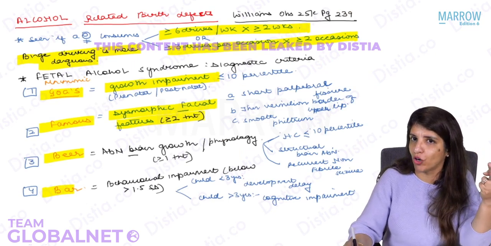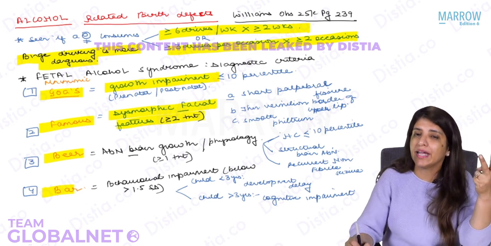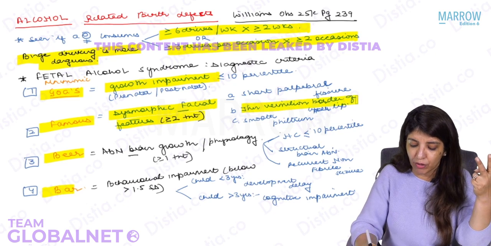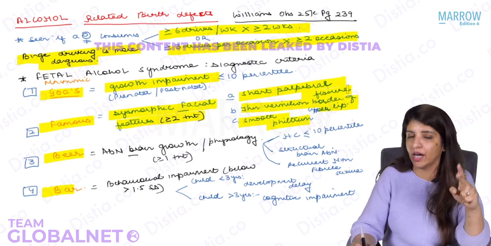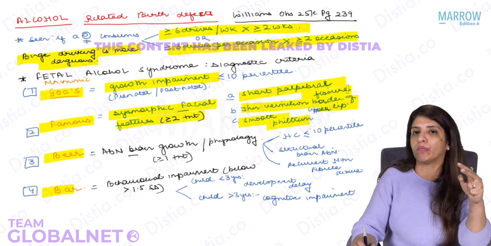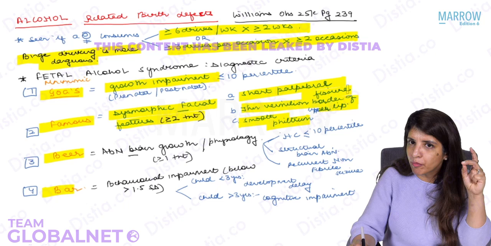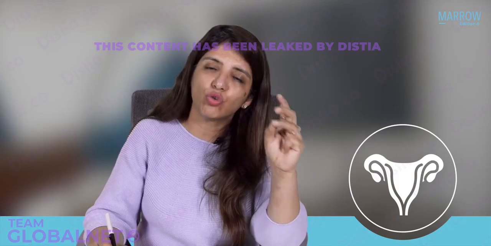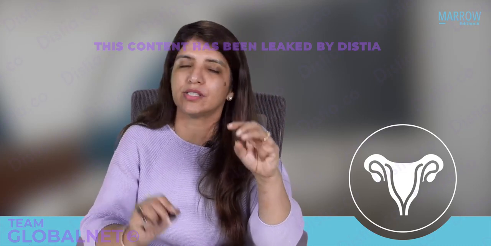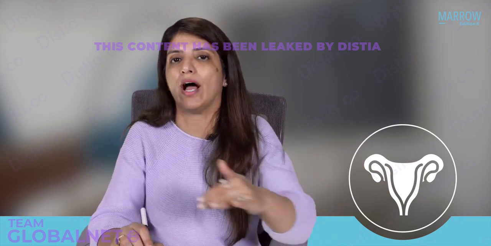There are facial dysmorphological features like a smooth or indistinct philtrum, a thin vermilion border, and a small palpebral fissure. These are the 3 which are included in the diagnostic criteria. Out of these 3, any 2 should be present. Small palpebral fissure, then a thin vermilion border, then a smooth philtrum. Right? So if 2 or more than 2 of these 3 are present, then we say that yes, it is a facial dysmorphological feature related to alcohol.